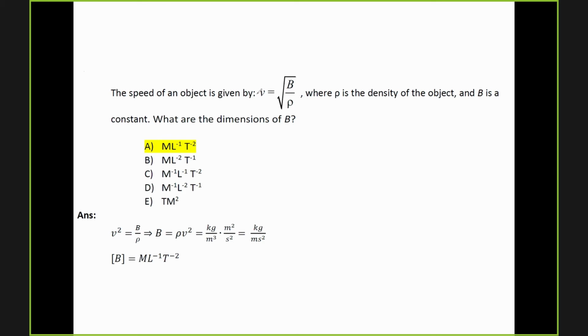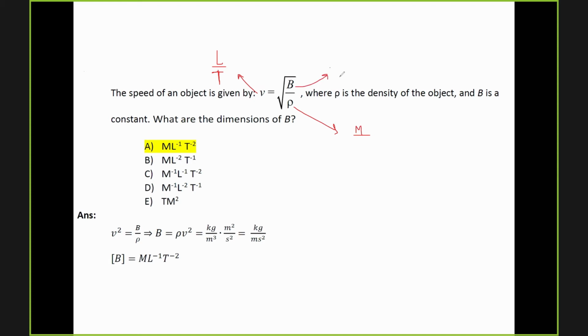The speed of an object is given. So what does this speed mean? It means L over T. With dimensional analysis, it's length per time, meter per second. And what is this? This is density. And what's the unit of density? It is kilogram per meter cube. So it should be M over L cube. You agree with me? Density.